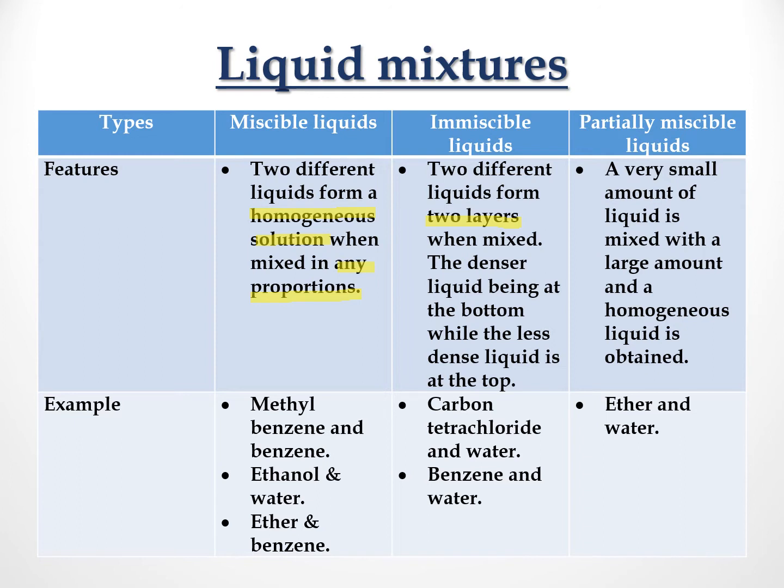Last one, we have partially miscible liquids. This is when a very small amount of liquid is mixed with a large amount and a homogeneous liquid is obtained. For example, we have ether and water.